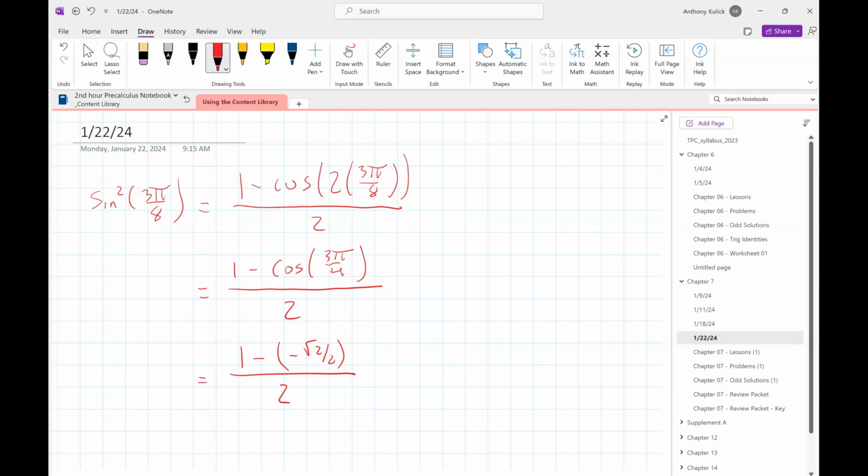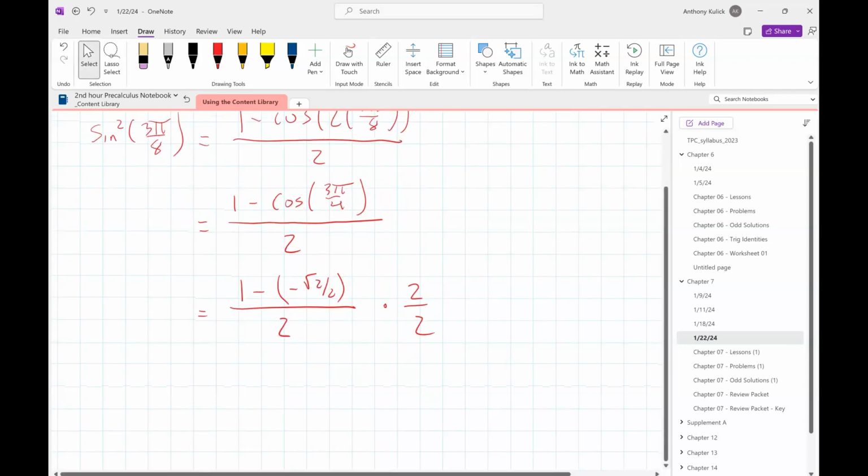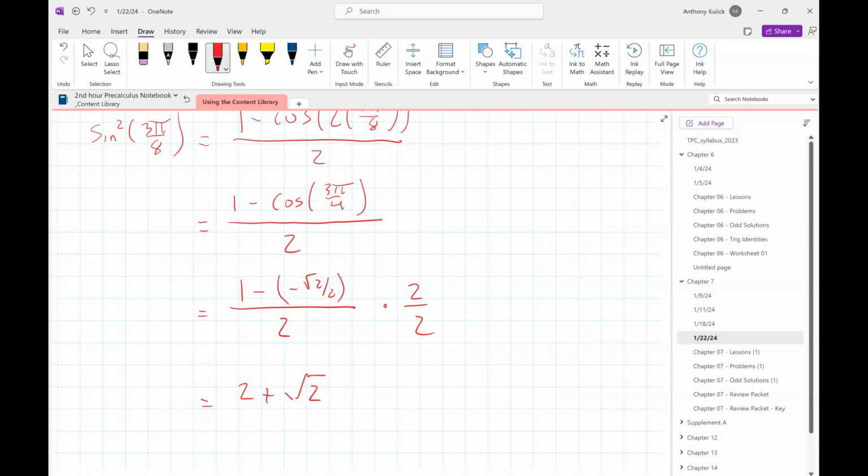Ava, are we okay? Yeah. Okay. And then I just need to get rid of the fraction inside a fraction, so I'll just multiply the top and bottom by 2. So that distributes. 1 times 2 is 2. Negative of a negative is positive, and then 2 times root 2 over 2 just becomes root 2. And the denominator 2 times 2 is 4. And that'll do us.